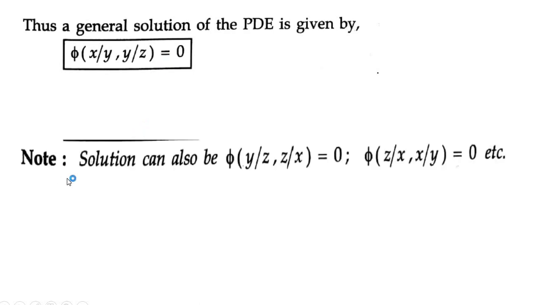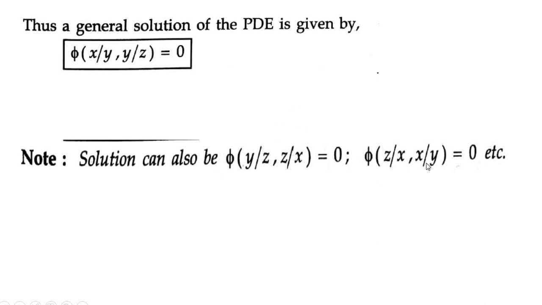Next, let us note: the solution can also be phi of y by z comma z by x equal to 0, and phi of z by x comma x by y equal to 0. Anything it can be, but you should have two pairs. Okay, two pairs you need to equate to find the solution. Alright. So you can choose anything.